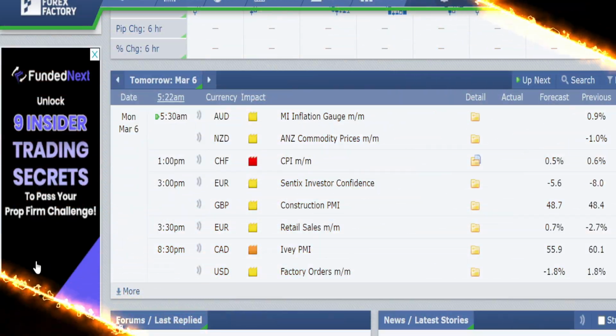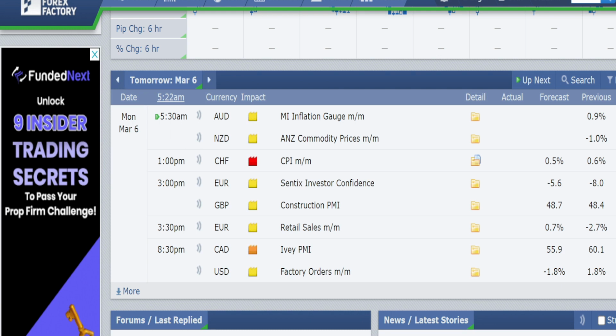So when we look at the economical events plan for Monday, 6th of March, at 1 p.m. we have high impact news plan for Swiss franc related currency pairs, and at 8:30 p.m. we have medium impact news plan for Canadian dollar related currency pairs. So we can expect the current trend to continue or a little bit of consolidation to start on Monday.